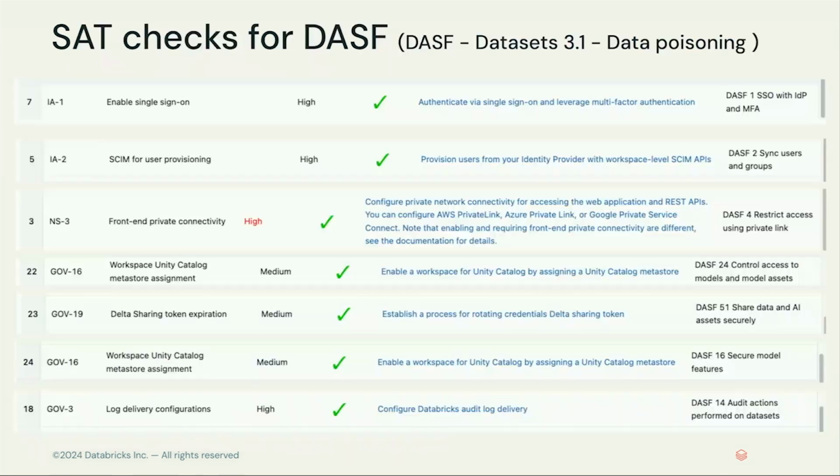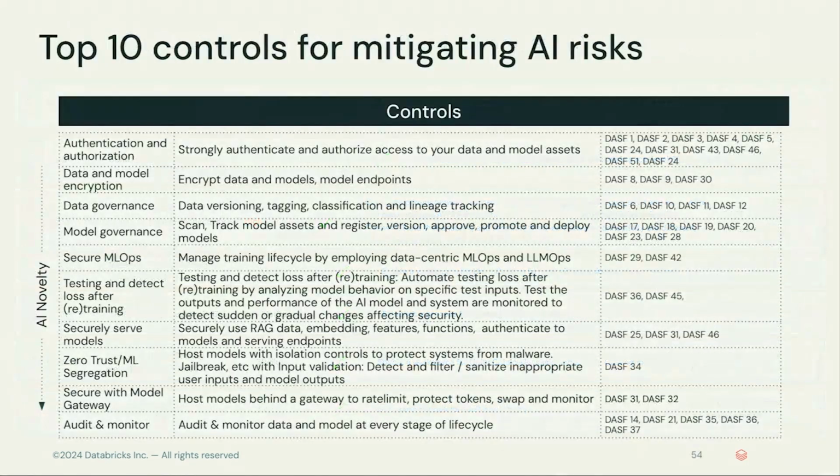So if you take the same example, dataset 3.1, which is basically data poisoning, the controls we mentioned are listed here, and SAT will verify for you and tell you, hey, here are all the things that are applicable for this as part of the Databricks AI Security Framework, and here are all the green check marks you're getting, right? So you will be able to verify your workspaces, and then we do provide top controls, right?